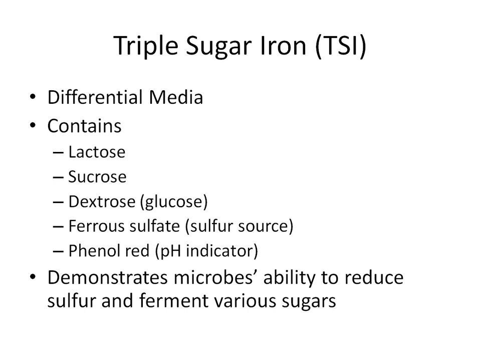Our second media for the day is called TSI. This stands for triple sugar iron. Triple sugar iron contains 3 sugars, lactose, sucrose, and glucose. Ferrous sulfate, which is iron, allows us to check for sulfur reduction, and the pH indicator phenol red. We have used or discussed all of these components, so you should be able to predict some of the results.